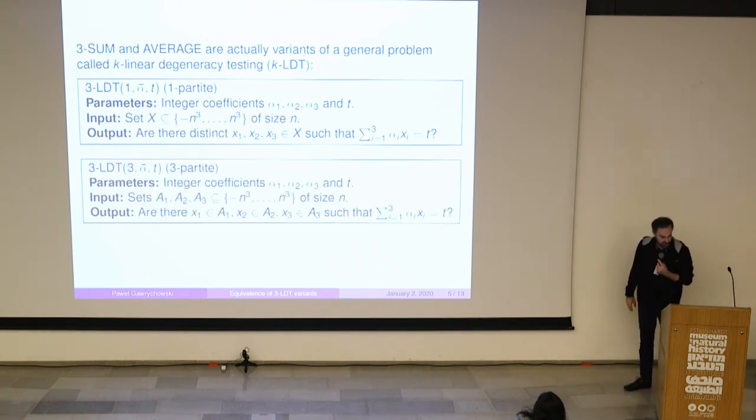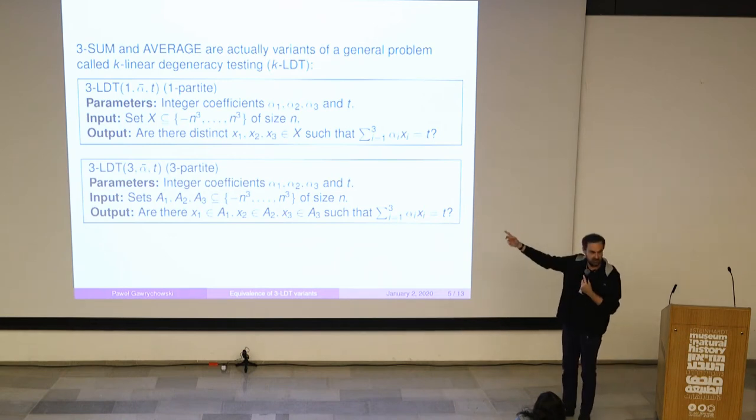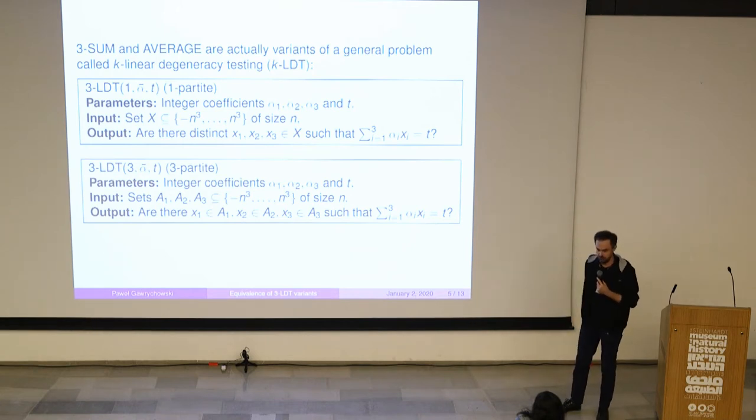It would be convenient for me to consider two versions, one-partite and three-partite. So in one-partite, you have just one set. In three-partite, you have three sets. And the first number should come from the first set, the second number should come from the second set, and the third number should come from the third set.